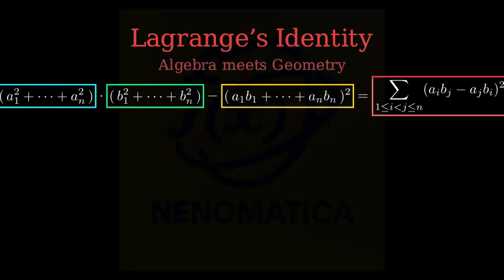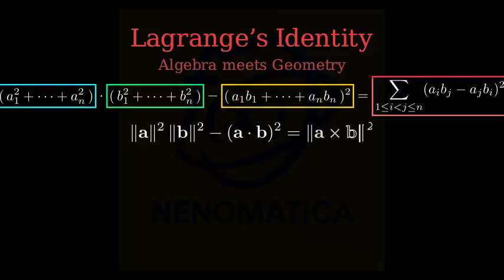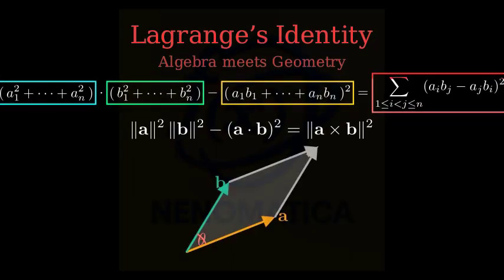In 3 dimensions, Lagrange's identity becomes a famous vector identity. Norm of a squared times norm of b squared minus the dot product of a and b squared equals the norm of a cross b squared. Geometrically, norm of a cross b is the area of the parallelogram spanned by a and b.